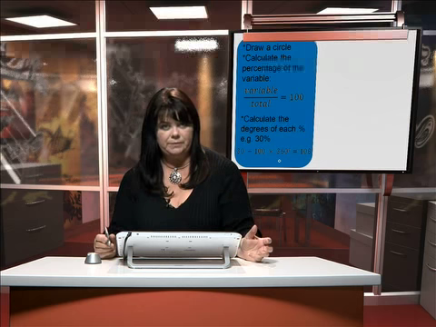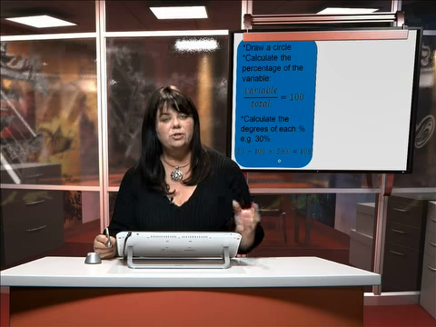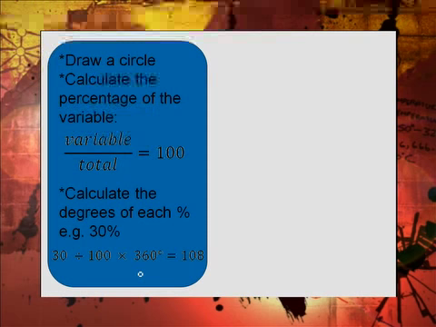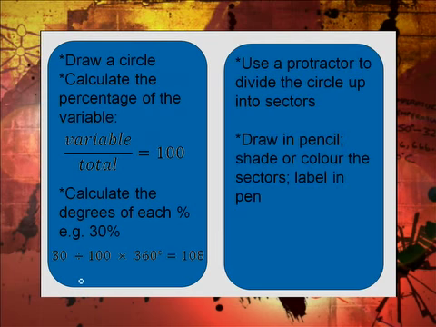So here's an example. If I find out that a certain suburb has 30% of their waste being organic, I have to go 30 divided by 100 multiplied by 360, and that is going to give me 108. And 108 is the number of degrees that is 30% of the total. And then what you have to do is you use a protractor. You're going to divide the circle up into sectors, and you're going to measure out 108 degrees.